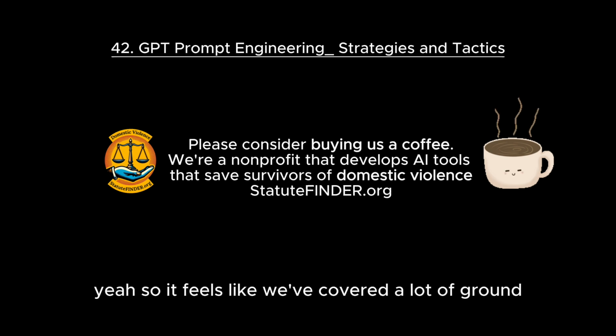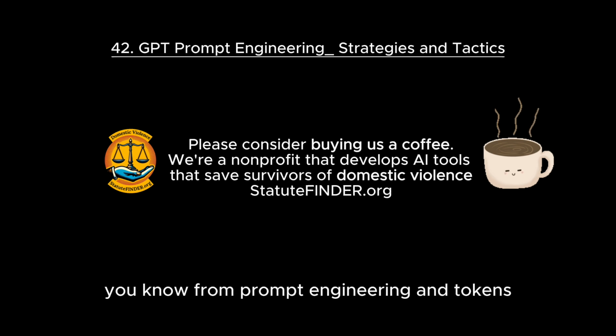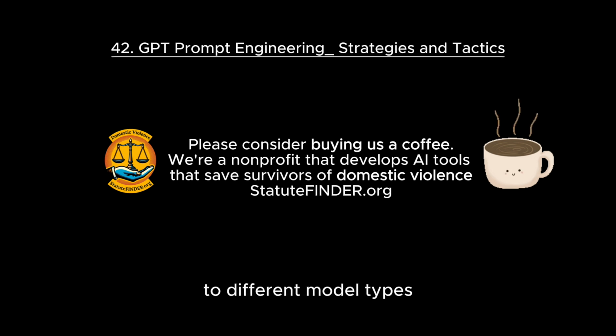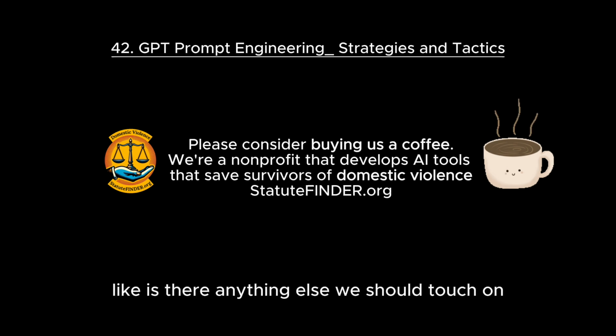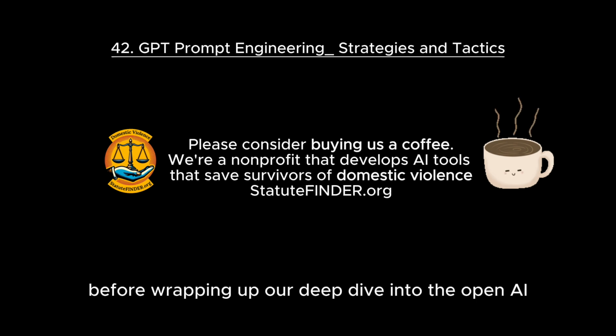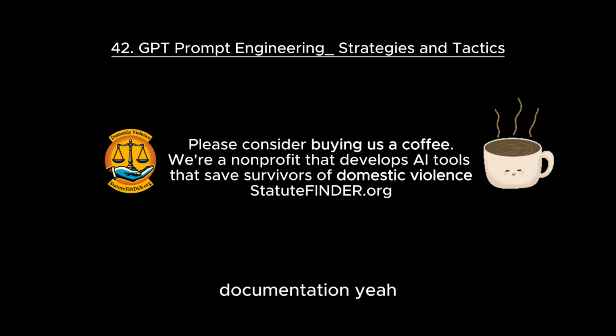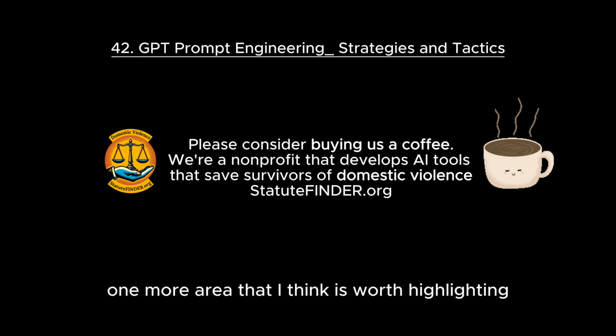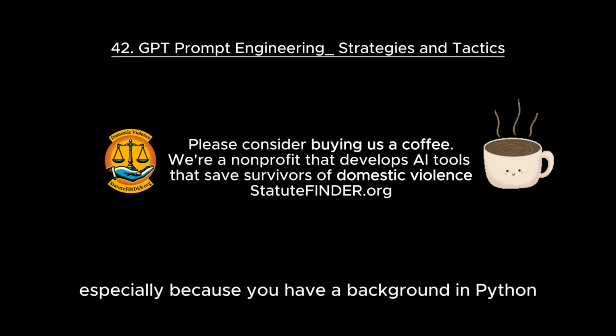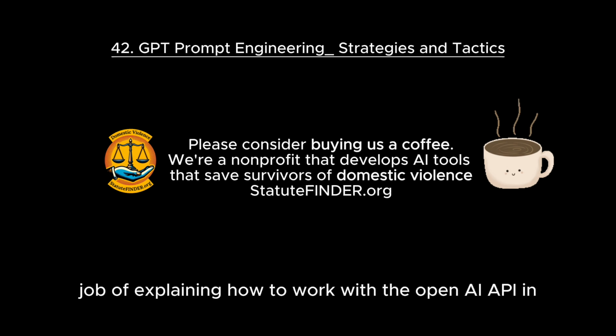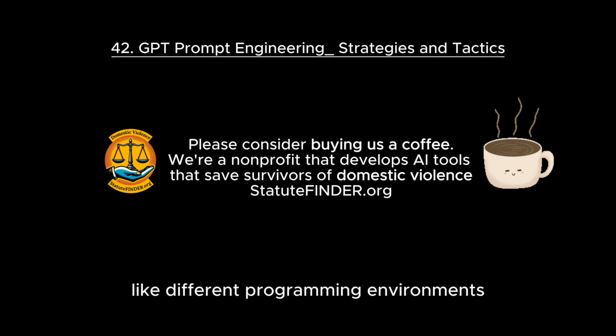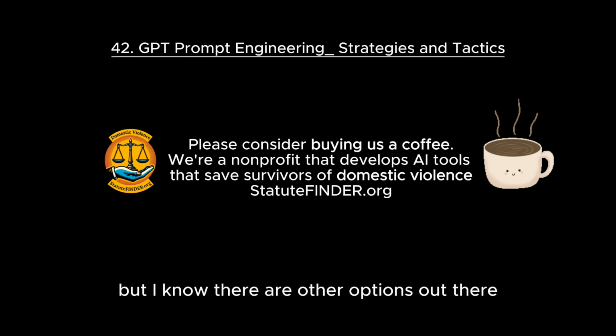Yeah. So it feels like we've covered a lot of ground, from prompt engineering and tokens to different model types and even ethical considerations. Is there anything else we should touch on before wrapping up our deep dive into the OpenAI documentation? Yeah, one more area that I think is worth highlighting, especially because you have a background in Python. The documentation does a great job of explaining how to work with the OpenAI API in different programming environments. Oh, that's right. I've been so focused on Python, but I know there are other options out there.